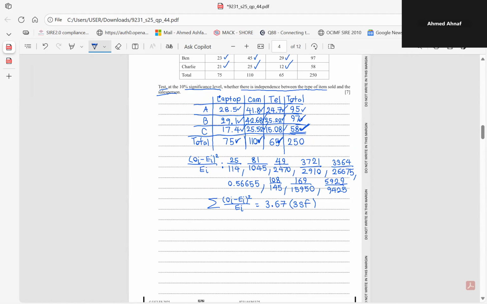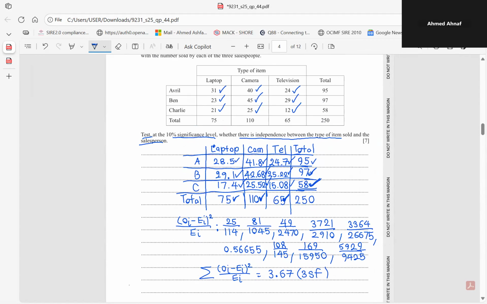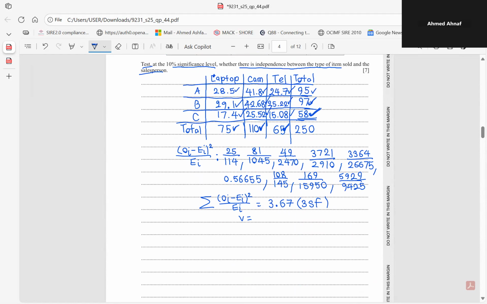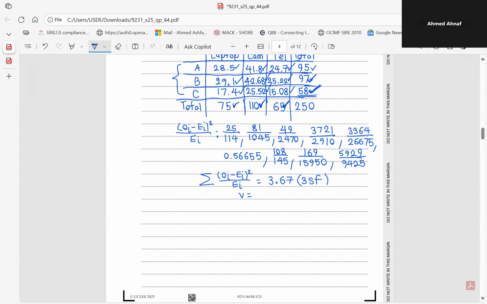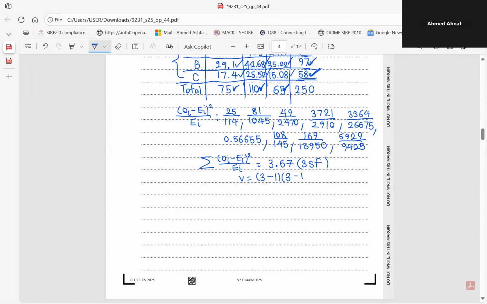All right. And then now we need to find our critical value. For the chi-square, we need to know degrees of freedom first. For this type of chi-square test, you multiply the number of rows minus 1 times the number of columns minus 1. So 3 minus 1 times 3 minus 1 equals 4.